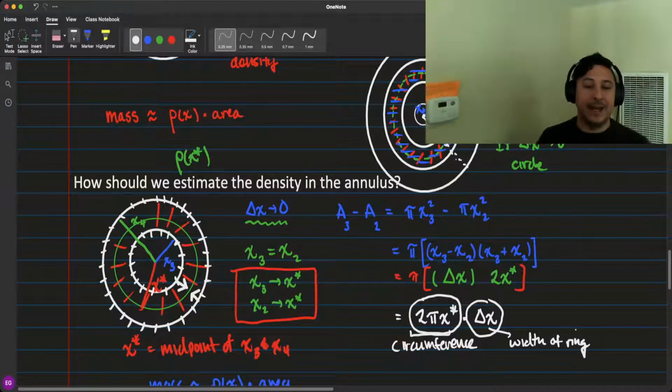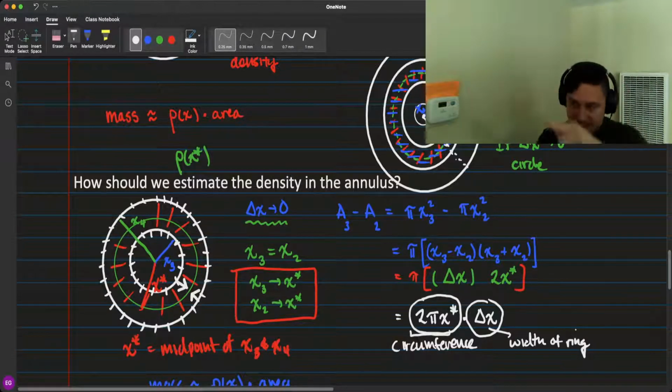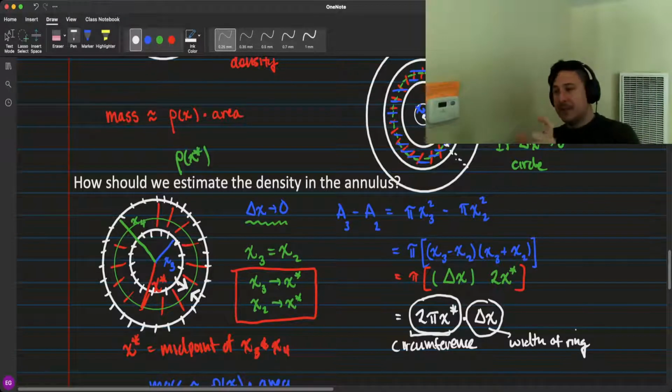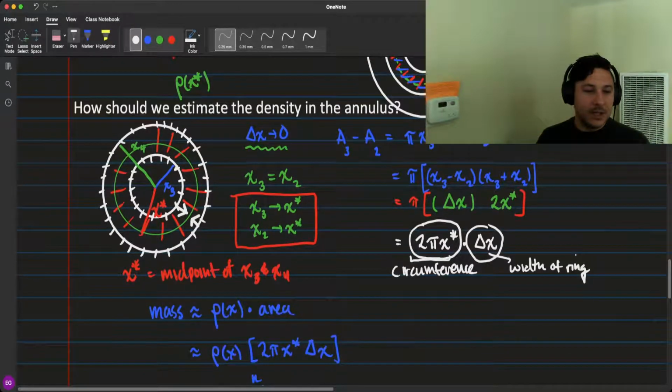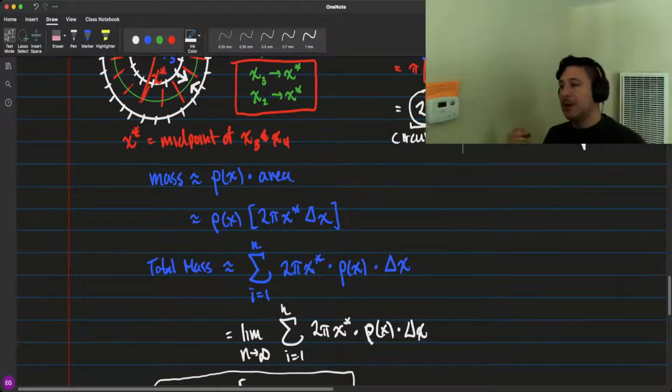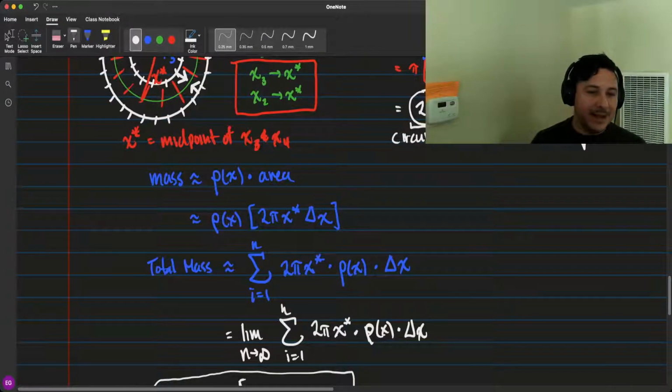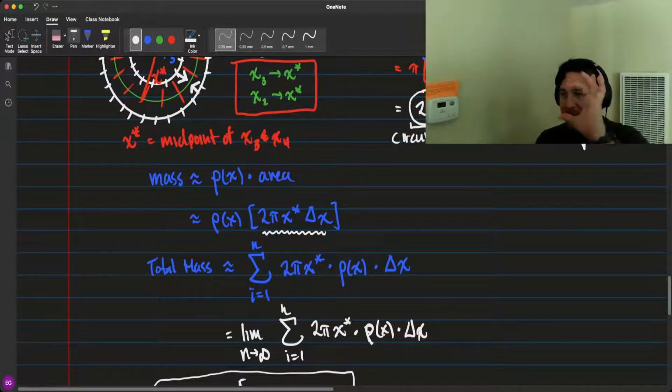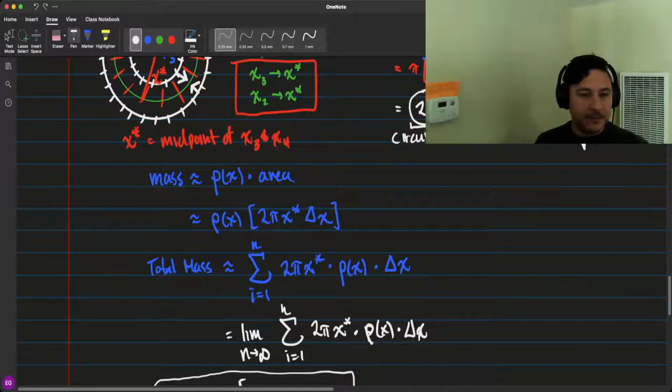Okay, so why did we care about this? Why do we care about the fact that that ring there has an area equal to the circumference of the midpoint circle times the width of the outer circle? Well, because mass is equal to our density times the area, and we're like, oh sweet, the area is 2 pi, the circumference of the midpoint circle, times the width, the distance between the two outer circles. In other words, 2 pi x star times delta x.